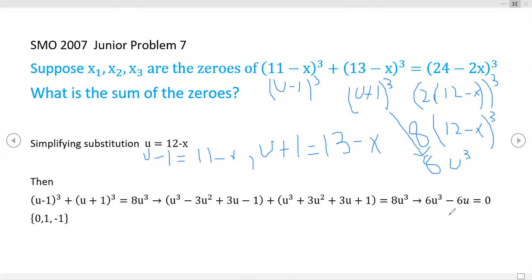Now, the solutions to this, I've already written down, are 0, 1, and minus 1, but that's because you can factor a 6 out of this. You can factor, in fact, a 6u. So you can factor 6u times u squared minus 1 would be what's left over, right?